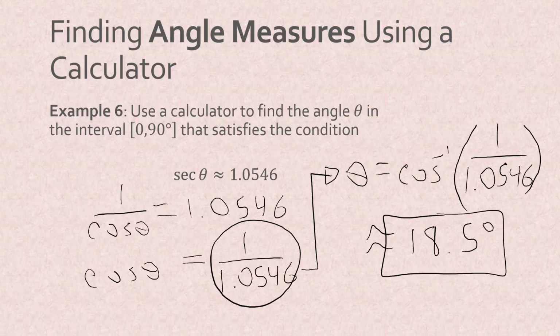This is a very common situation and one that quite often students have issues with. So remember, the first thing is to rewrite your given equation in terms of one of the main three trig functions, sine, cosine, or tangent, and rewrite that expression so that cosine of theta is isolated.